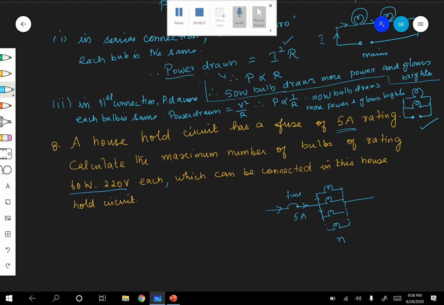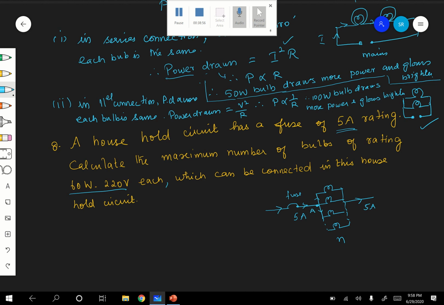Therefore, you know R is equal to V squared by P. All are having the same rating, which means the resistance of each bulb will be the same. Are you following? The resistance of each bulb will be the same. Therefore, 5 amps comes up to this point A. Then the current will be divided equally among all the bulbs. That you have to understand. After that, when it comes out, it will be 5 amps. Just understand. Okay. Therefore, now what you have to do?